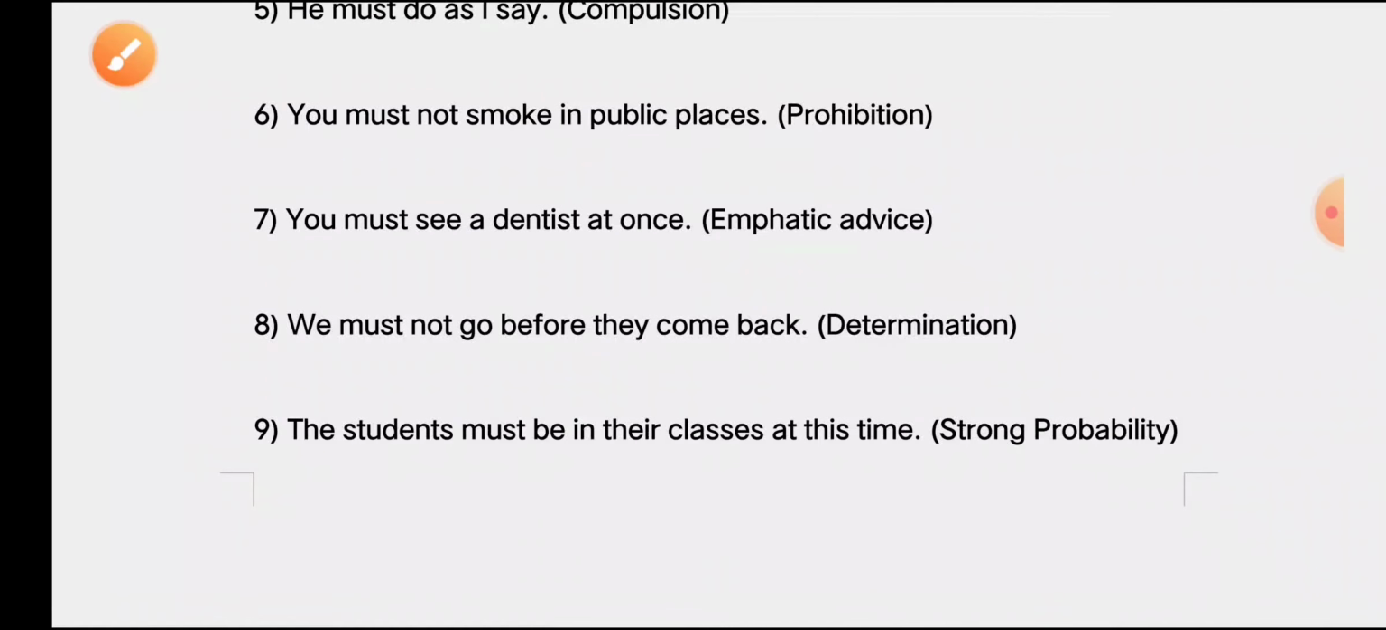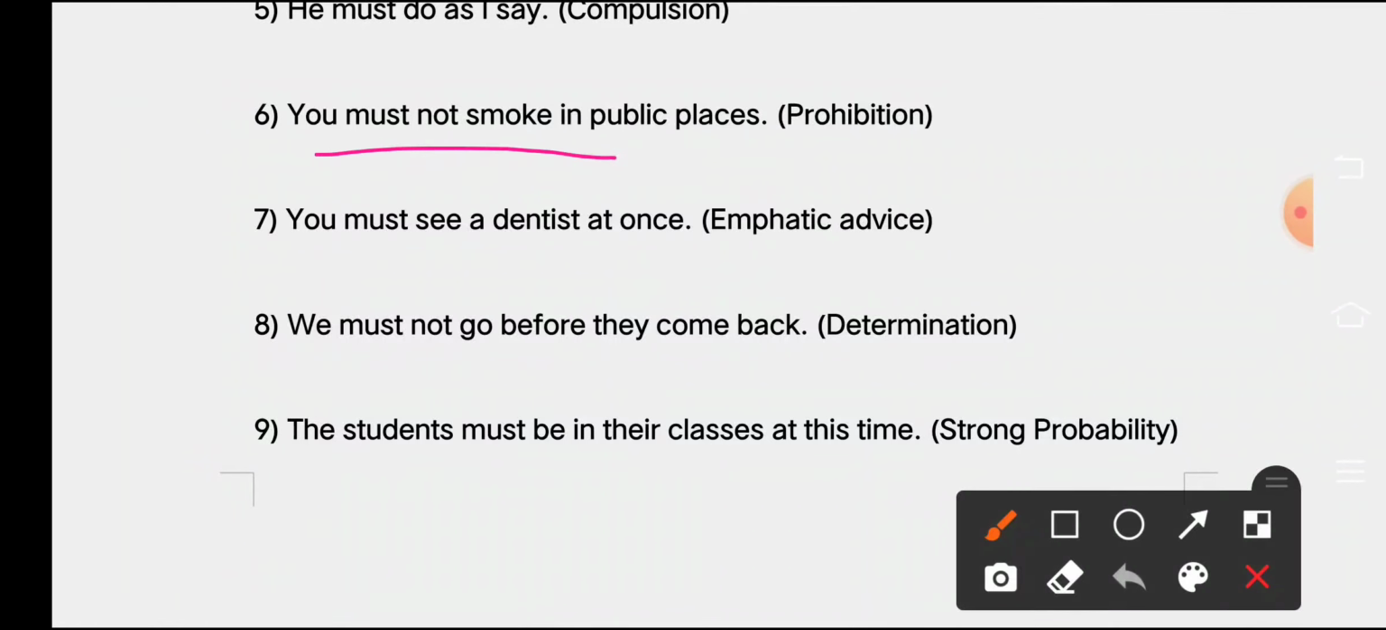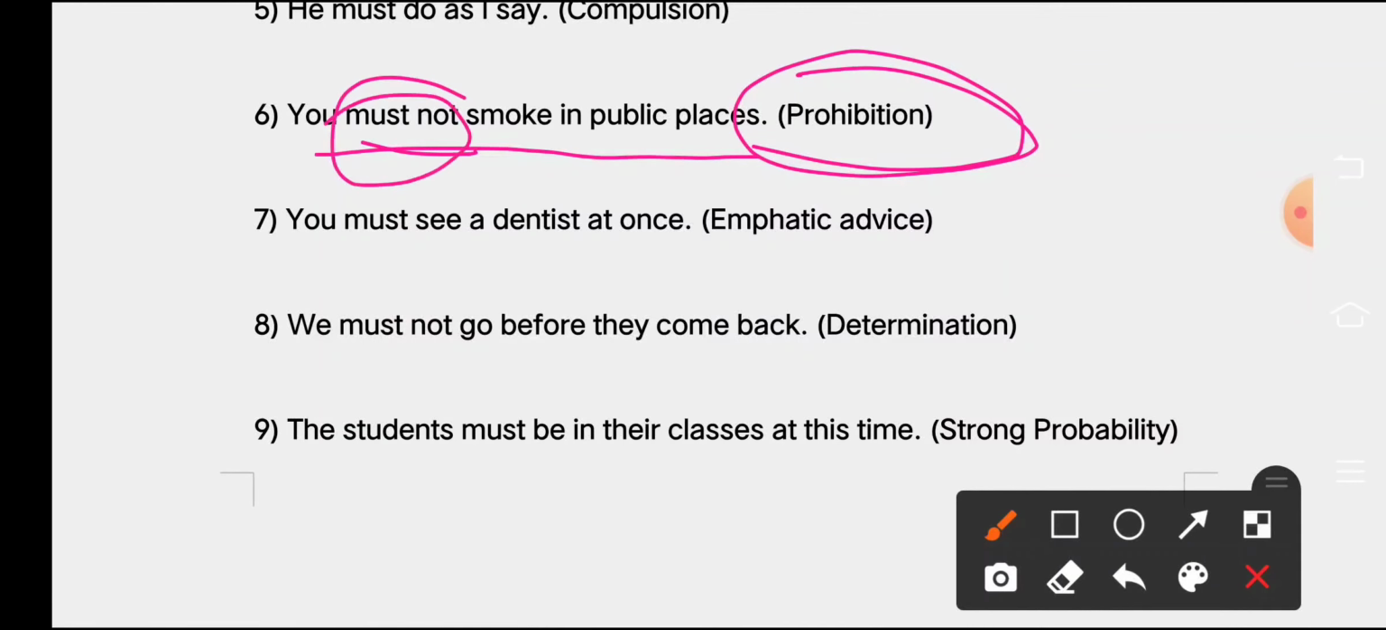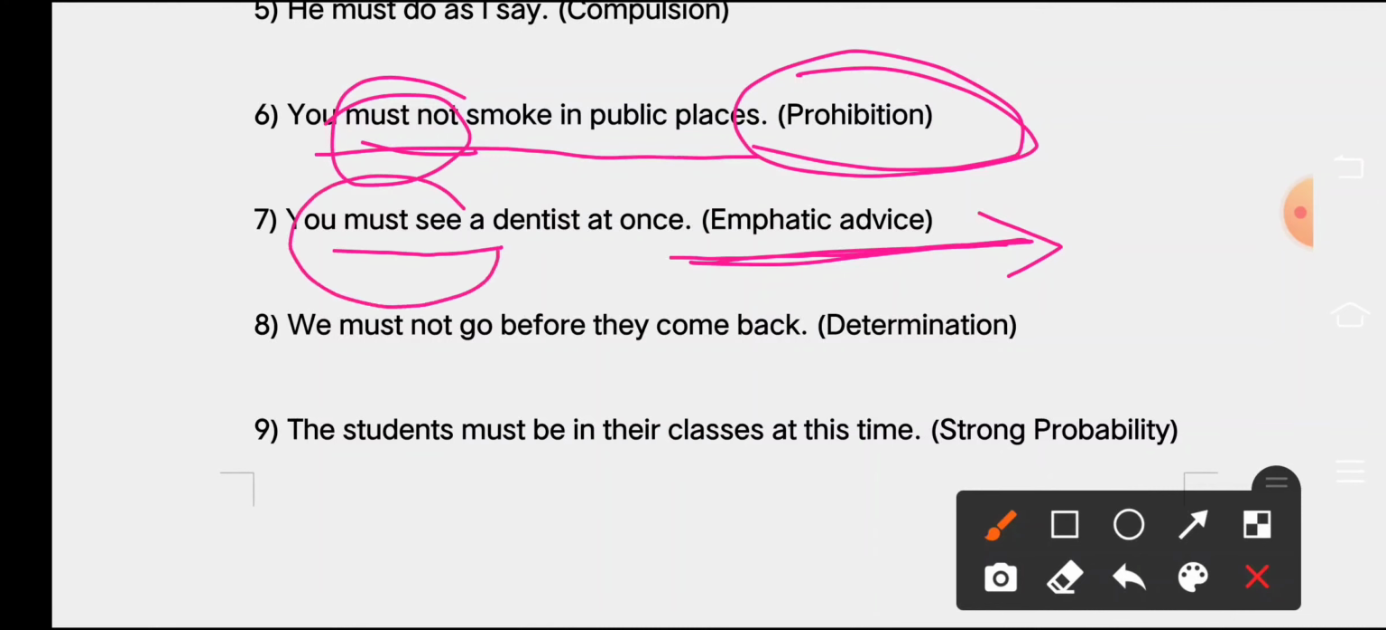And example number 6 says you must not smoke in public place. This is provision. So provision means ऐसा करने से मना है, ठीक है. So you must not smoke in public place. So इसके लिए भी we can use must. You must see a dentist at once. Emphatic advice, बहुत ज़्यादा serious अगर कोई illness है, so you must see a dentist at once. So this is what? बहुत ज़्यादा stress दिया जा रहा है कि आपको dentist को मिलना ही है. So you must see a dentist. Emphatic advice, to show the emphatic advice we have to use must.